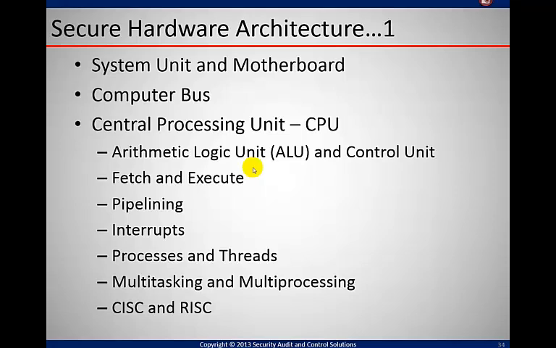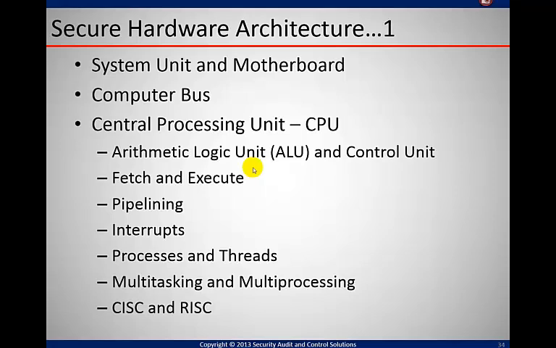We have a central processing unit, which is the brain of the computer, which contains the arithmetic logic unit, the ALU, and control unit. It does all the fetch and execute. It does have pipelining to ensure that the instructions are running and not interfering with each other. There are special items such as interrupts that can interrupt a process to make sure that, for example, if you press a keyboard, there will be an interrupt and the running application will be notified of that interrupt and you can take action on that. Processes and threads, and this is important when we look at multitasking and multiprocessing.